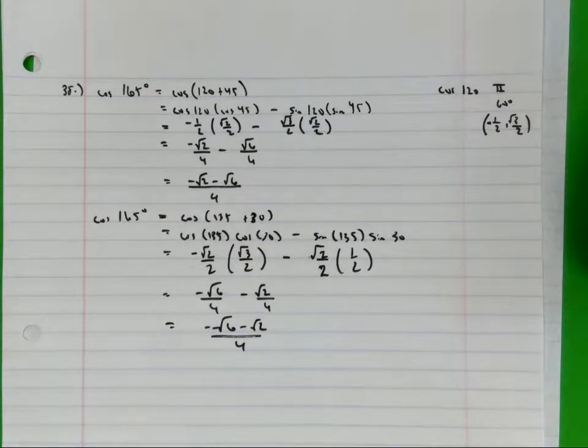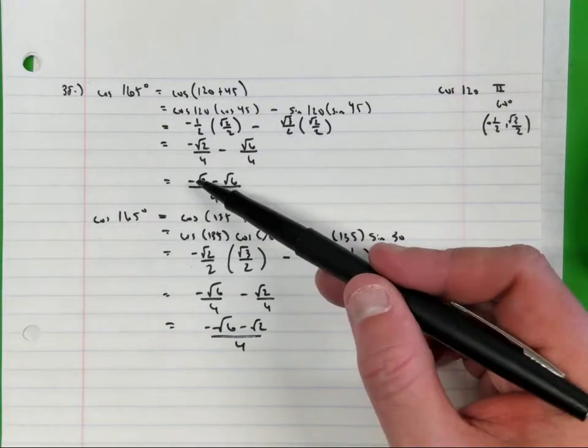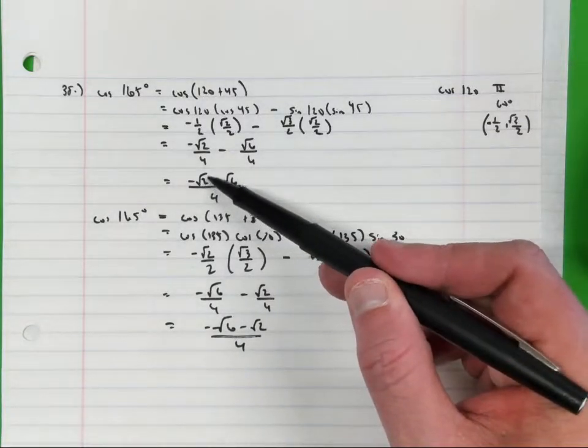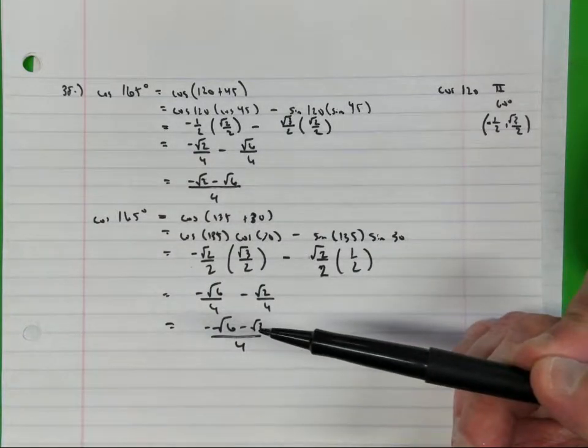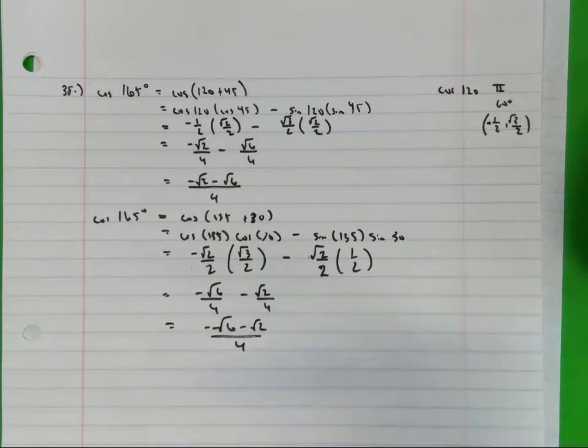135 is in quad 2. In quad 2, your x is negative. So you can do it either way. This is an equivalent expression because this root 2 is negative. It's negative down here. Root 6 is negative. It's negative down there. So that means the same thing. Are there any other questions on that?